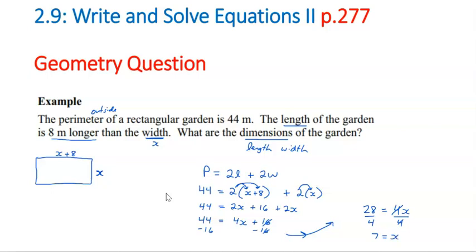Now remember, the question wants the dimensions of the garden. So x is the width, and we have solved for that. The width is 7 meters. And the length is the width, x, 7, plus 8, which is 15 meters. So the dimensions of this rectangle are 7 by 15.